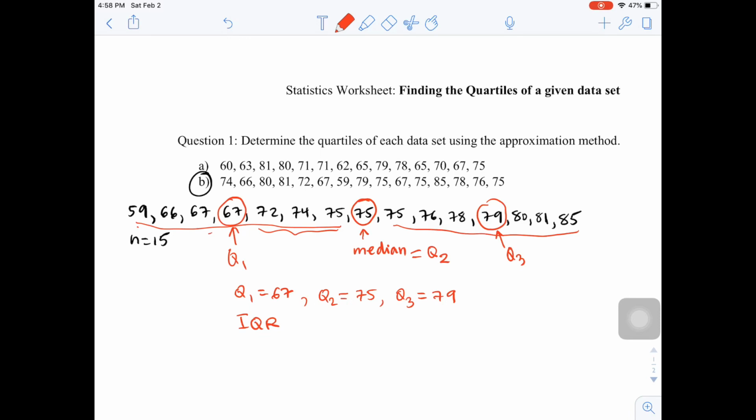You could be asked to find the interquartile range, which is abbreviated as IQR. It's nothing but Q3 minus Q1, which gives 12.